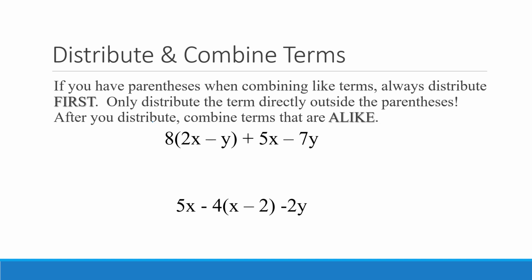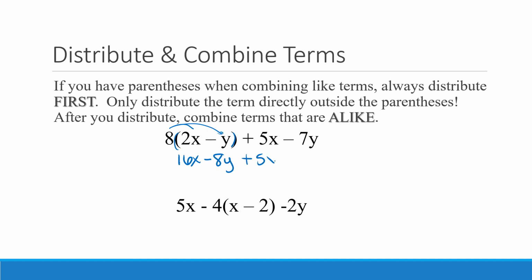Now we're going to combine these two concepts together. We're going to distribute and combine like terms. The first thing you're always going to want to do is distribute any numbers that are outside of your parentheses. Now in this example, 8 only gets distributed to what's inside the parentheses, not these two terms over here. So that's what I'm going to start with. 8 times 2x gives me 16x. 8 times negative y gives me negative 8y.